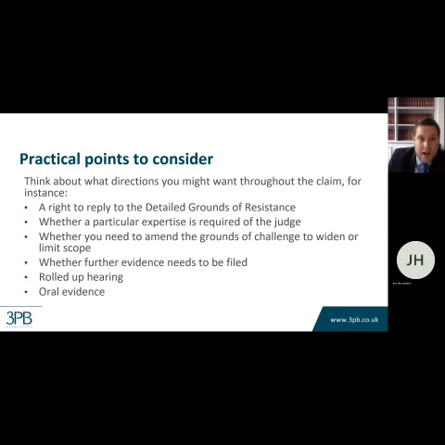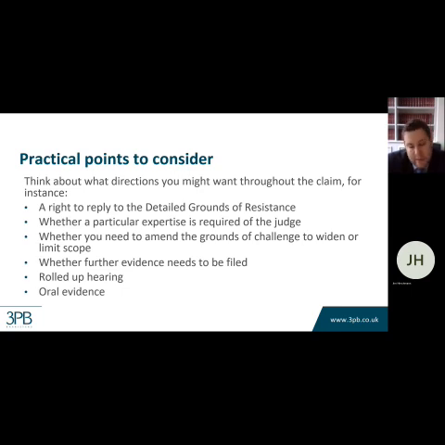Point number two, admin court judges deal with a wide range of cases. Some of them will have particular expertise that the others don't. For instance, education is one that jumps out at me. If you think that your case is complex or the facts warrant it and you need a judge with a particular expertise, don't be afraid to ask for it.